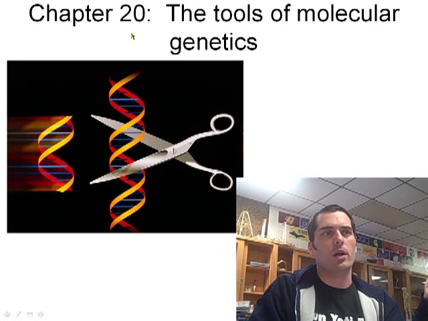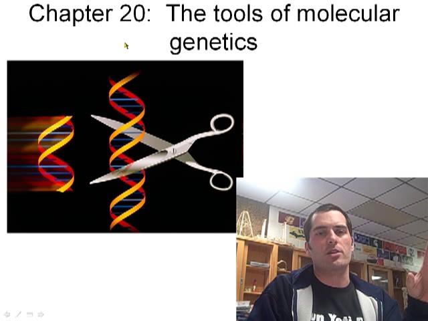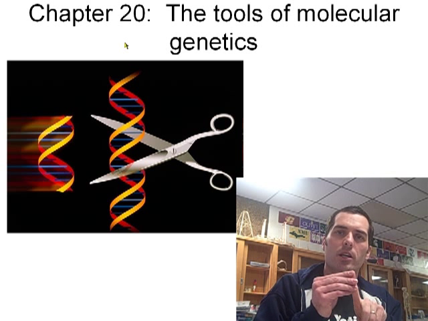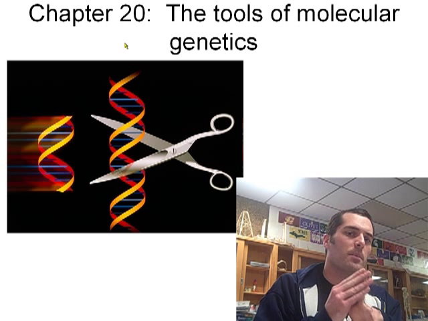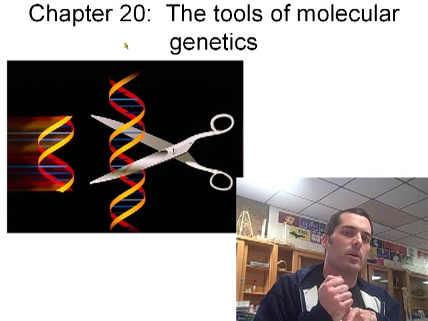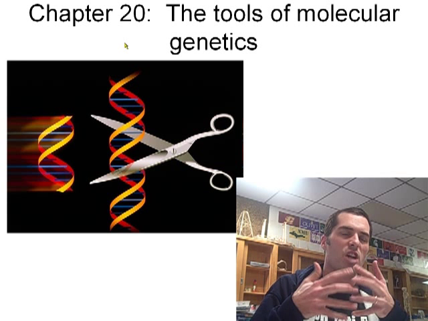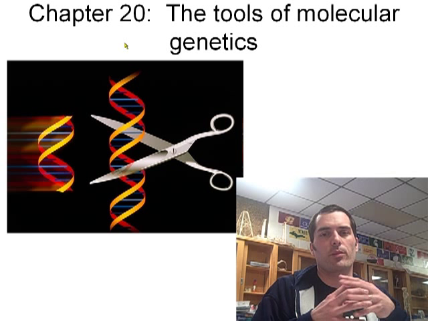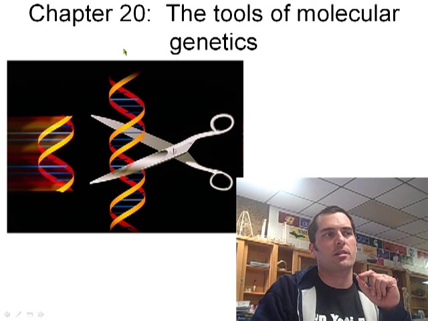Chapter 20 is how we know what the genetic code is and how we manipulate genes nowadays. We can actually go in and make changes to genomes. All of that is molecular genetics. So this is where we really get heavy duty into molecular genetics and the tools of molecular genetics.